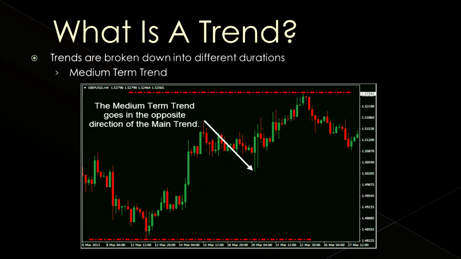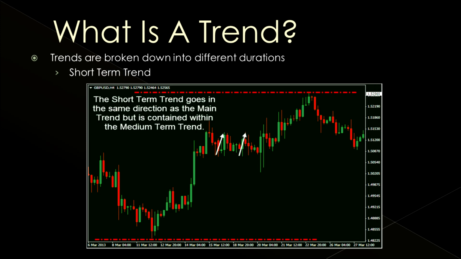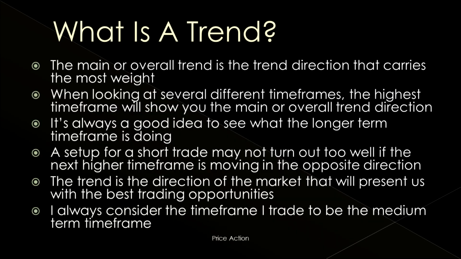And here we have a medium-term trend. The medium-term trend goes in the opposite direction of the main trend. The short-term trend goes in the same direction as the main trend, but is contained within the medium-term trend. So we have trends within trends. The main or overall trend is the trend direction that carries the most weight.